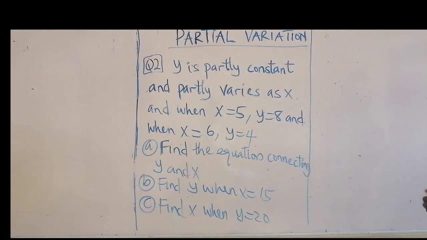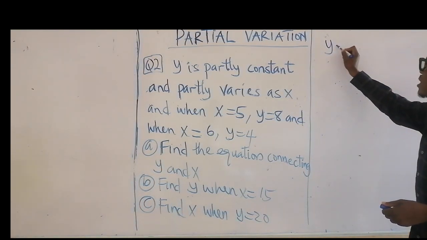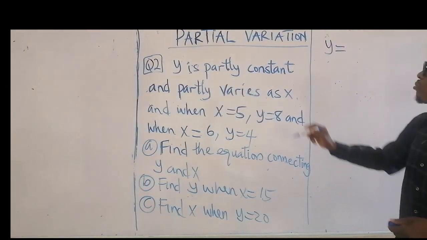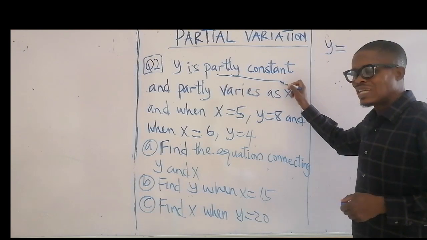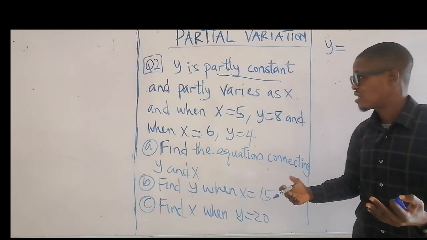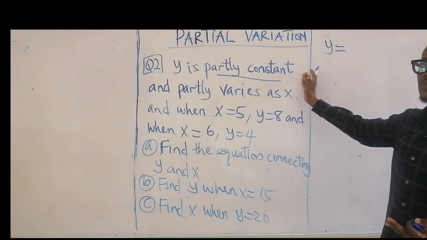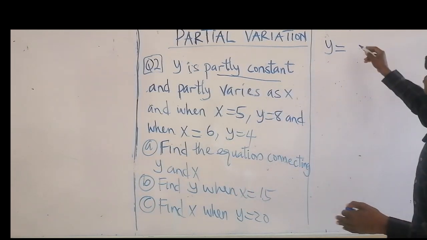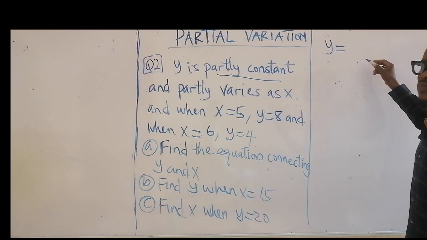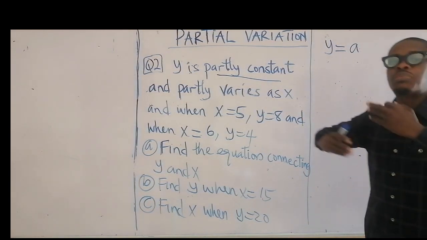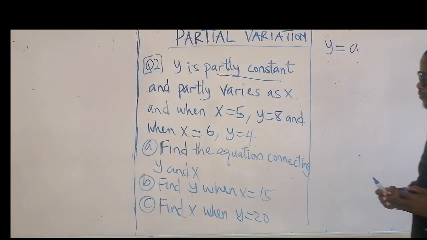Okay, so the first thing we do is to translate this question to a mathematical expression. Y is equal to what? Partly constant. Anytime you see partly constant, there's no variable attached to that. It will just be any constant you like. You can go for a. There's no variable mentioned here. It's just partly constant.